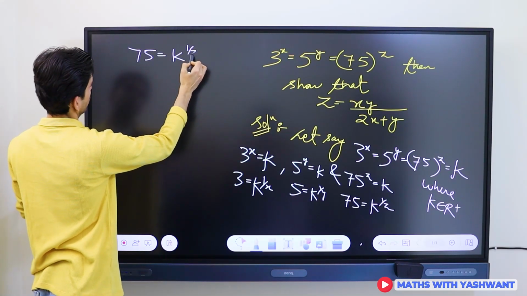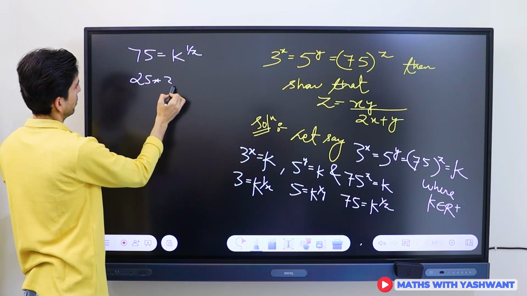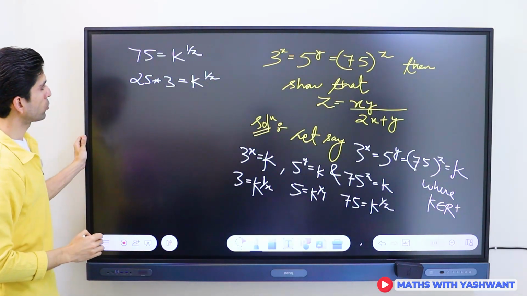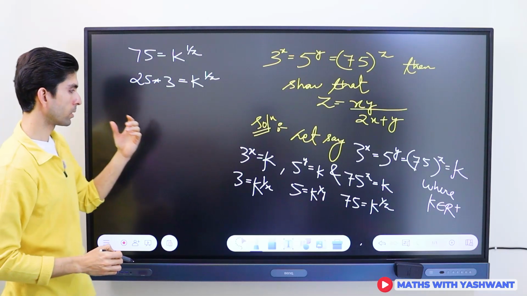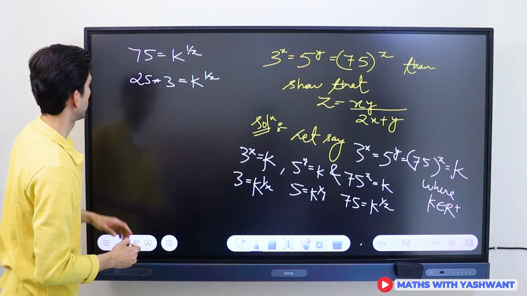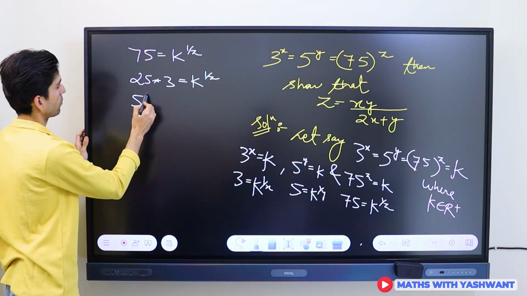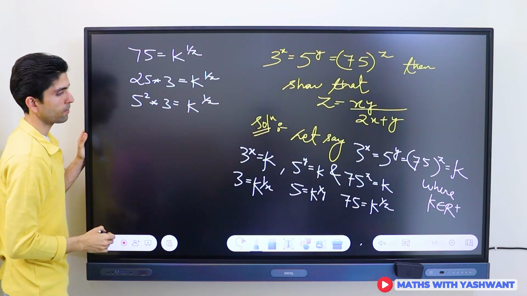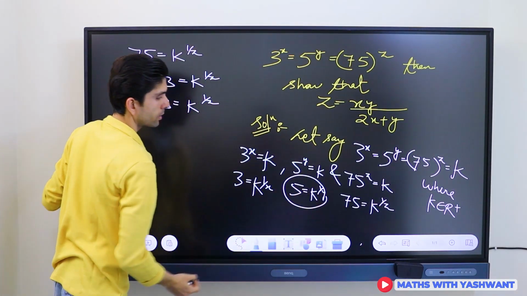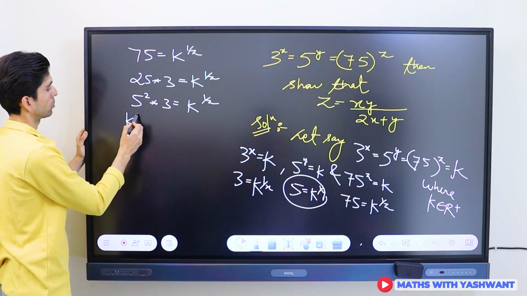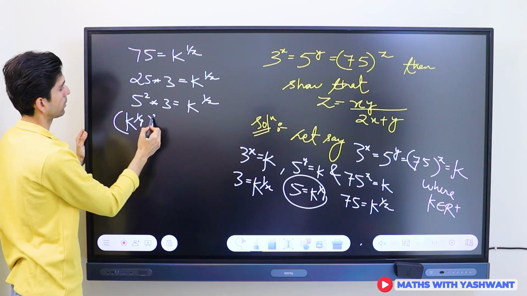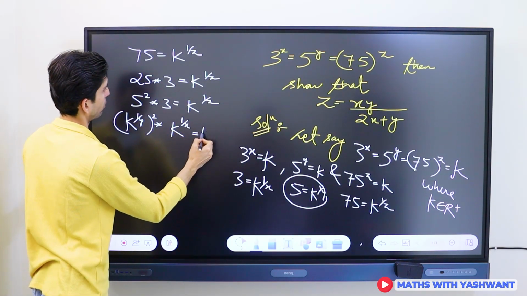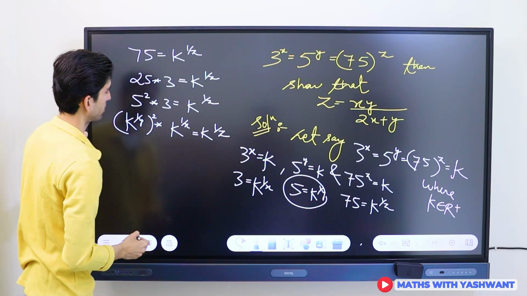Okay, now for 75, I can write 75 as 25 times 3. Why are we doing this? Because we have to express it in terms of 3 and 5. So for 25 I can say 5 square into 3 equals k to the power 1 by z. For 5 I can write k to the power 1 by y, so this is k to the power 1 by y raised to the power 2. For 3 I can say k to the power 1 by x, and on the right hand side we have k to the power 1 by z.